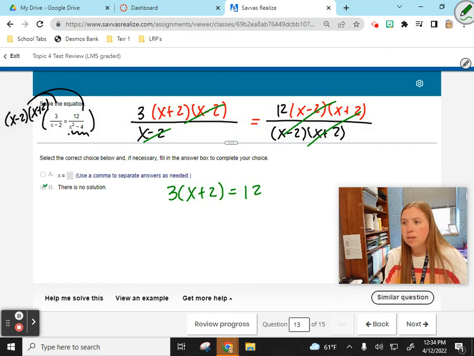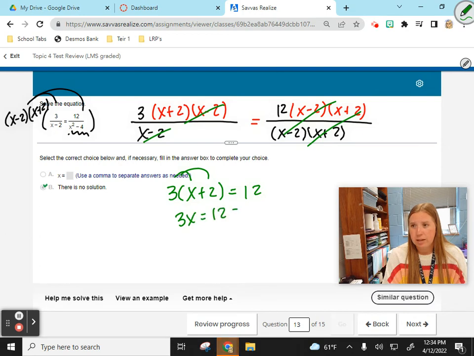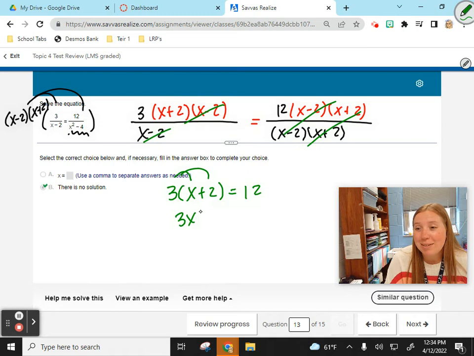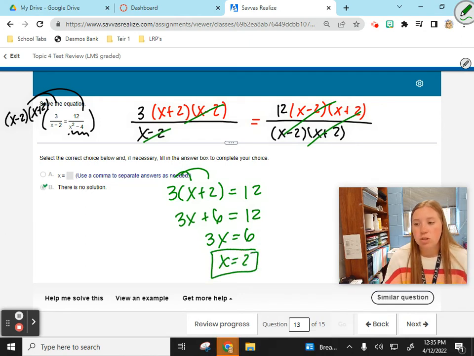So the equation that we're left over here is a lot nicer for us to solve. We don't have to factor. I just have to distribute. 3 times x plus 2, whoa, no. 3 times 2 is 6. 3x plus 6 equals 12, which tells me 3x equals 6, which means x equals 2.